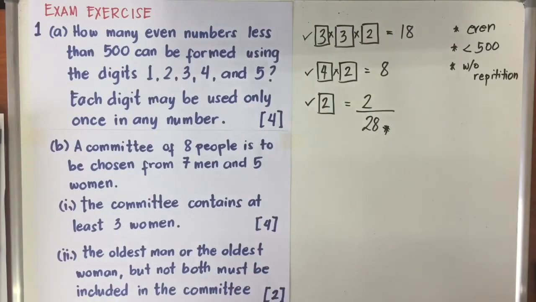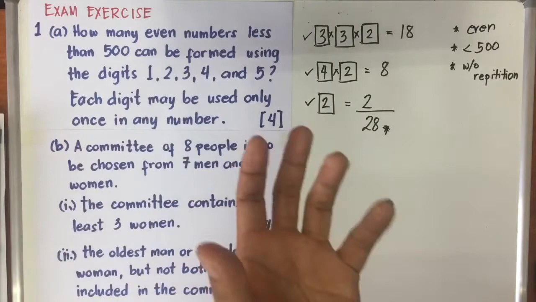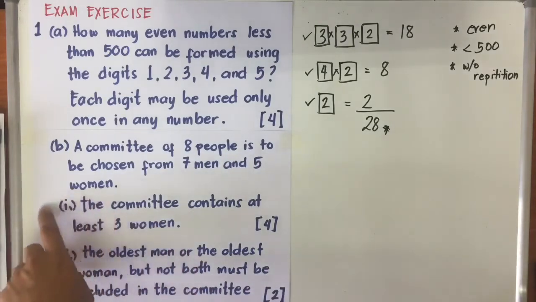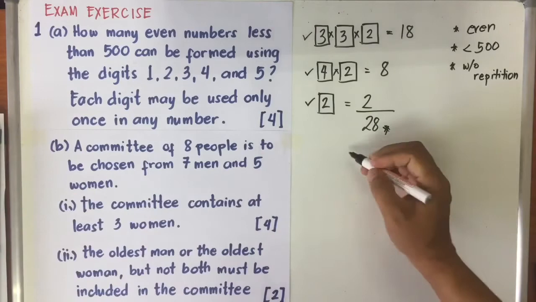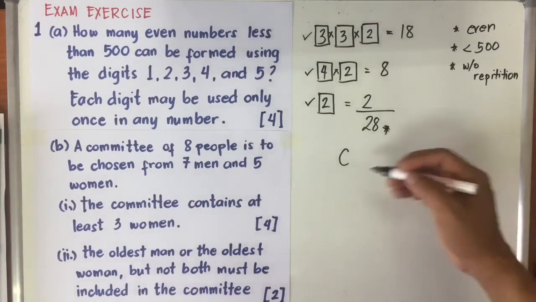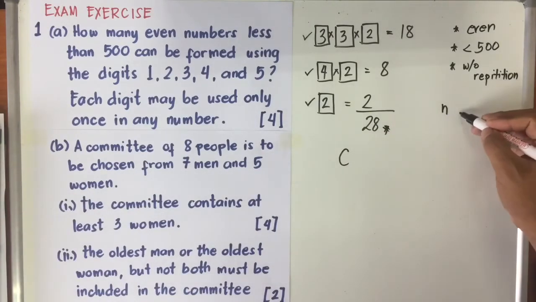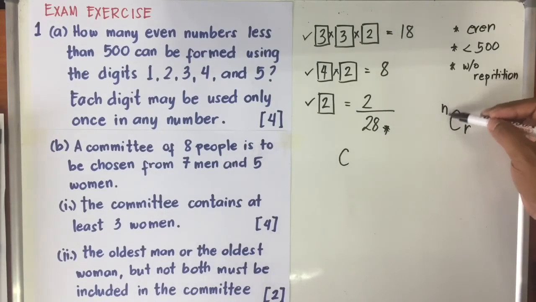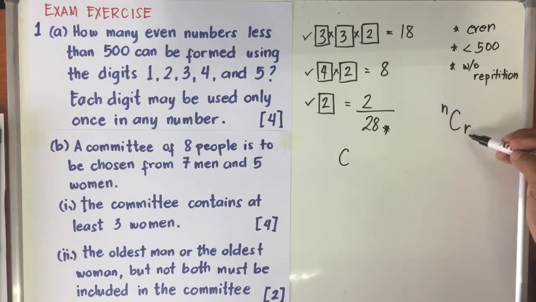combination? Remember, permutation, order matters. Combination, order does not matter. So I'll be basically using combination. Okay, so answering number 1, I'll use combination. Remember, combination is nCr. n is the number of choices or the number of items. r is the number of slots that you're going to fill in.